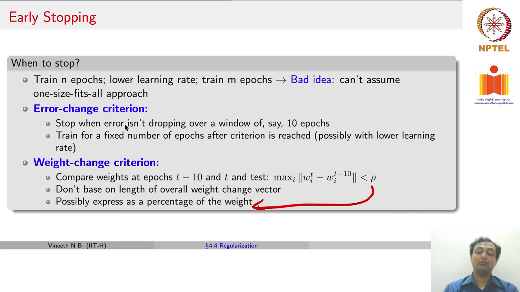You could also say that instead of rho being a number less than 10 to the power minus 3, it must be less than 10% of your overall weight or something like that. Right? Those are ways, or any other value for that matter, in which you can use this as a stopping criterion for your neural network.